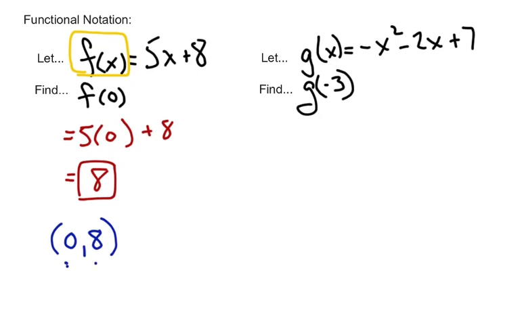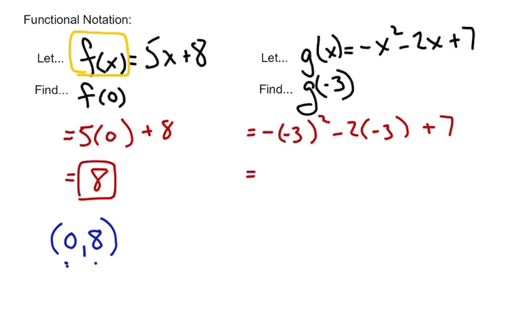Let's do it again with g of x. So g evaluated at x would be negative x squared minus 2x plus 7. What's g evaluated at negative 3? So substitute, just plug it in. Wherever you see an x, just put a set of parentheses and plug in negative 3. Don't get lazy and not use those parentheses. It's going to be real important that you do.